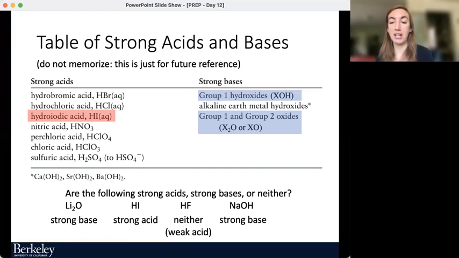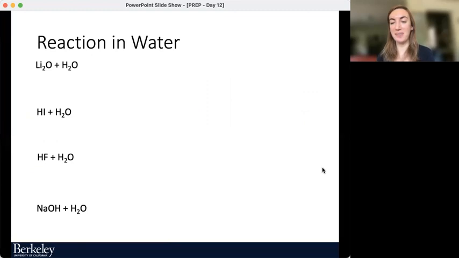There's a question in the chat, can you go over again what happens in water? That's a great question. That is what's on the next slide. So thank you for that. So what happens in water? For all of these, I've just taken the 4 examples from the previous slide and I've put them with water and I want to know what happens. I'll give you the first one as an example and I'll have you do the other ones for practice.